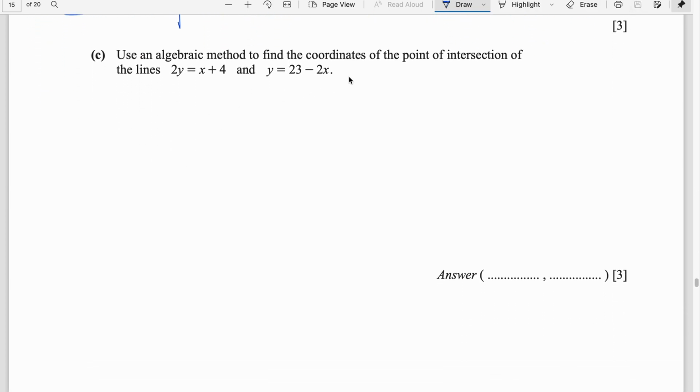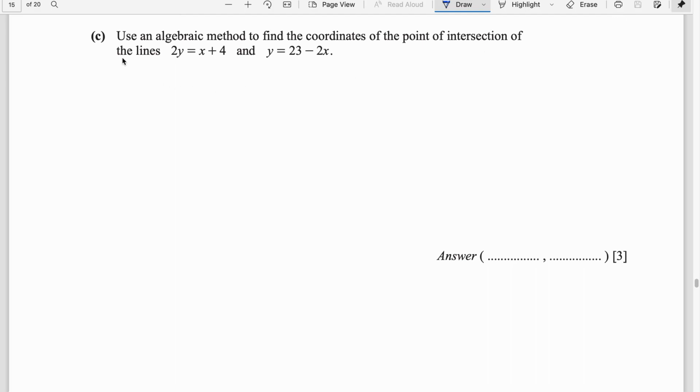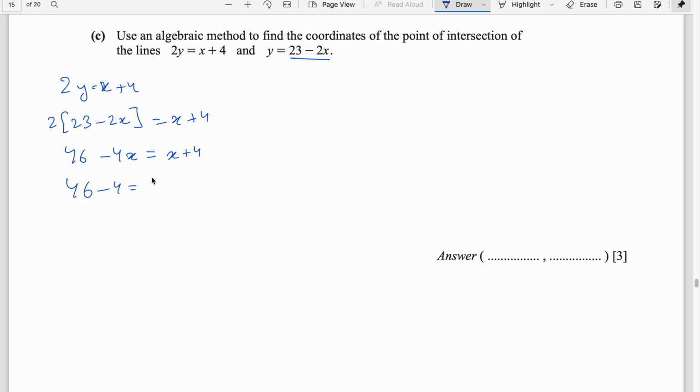Use an algebraic method to find the coordinates of the point of intersection of these two lines. So algebraic method, that is simultaneous. 2y equals x plus 4, and we can substitute this y. 2 into 23 minus 2x equals x plus 4. 23 into 2 is 46 minus 4x equals x plus 4. 46 minus 4 equals 4x plus x. 42 equals 5x. x equals 42 by 5. x equals 8.4.